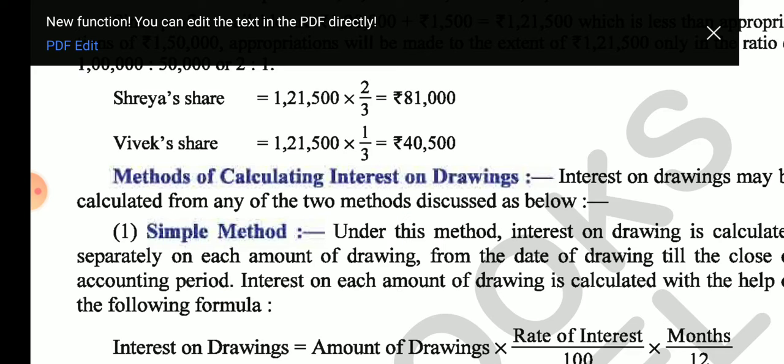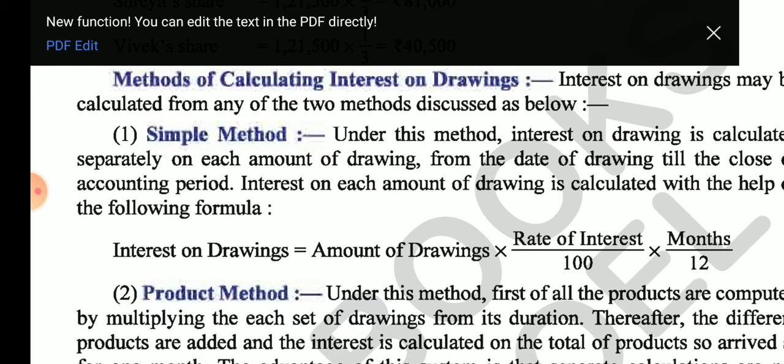Generally, when we are thinking about interest on drawings, first we look at the system by which the drawings are taken. If there is a yearly drawing or one amount of drawing, then we utilize two methods.